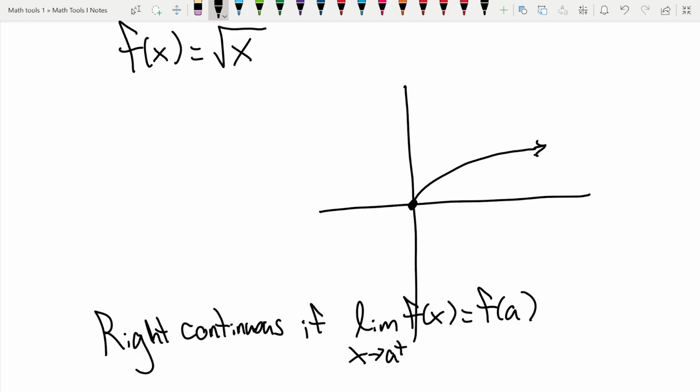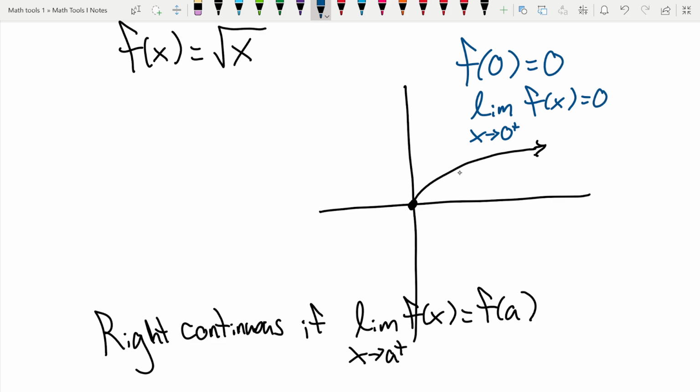So I think it's clear that this function is at least right continuous. Okay. f of 0, and we're only looking at the point at 0, f of 0 is 0. And the limit as x approaches 0 from the right of f of x is also clearly 0, right? That's where it's going. The question is, what is the limit as x approaches 0 from the left, right?